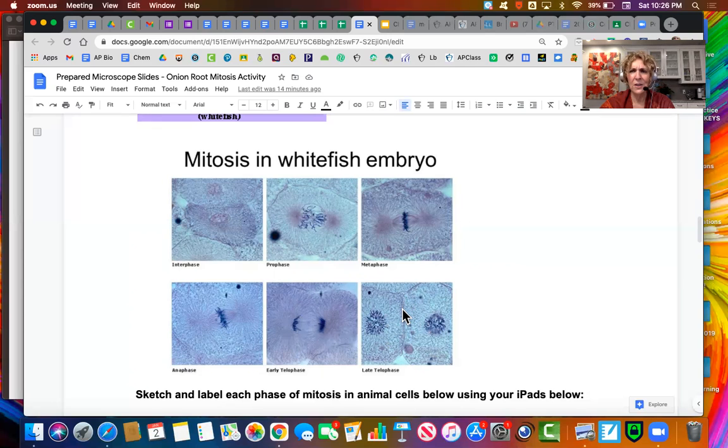I would actually say this is early cytokinesis, because cytokinesis is where the cell actually divides. And so the chromosomes are actually back on their opposite sides. This is two new cells that have just formed right here.